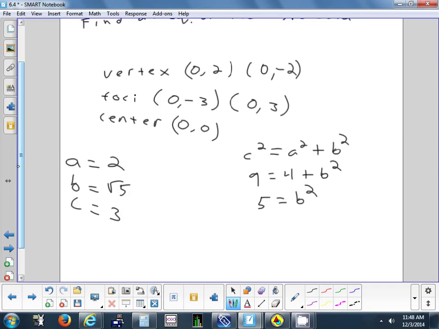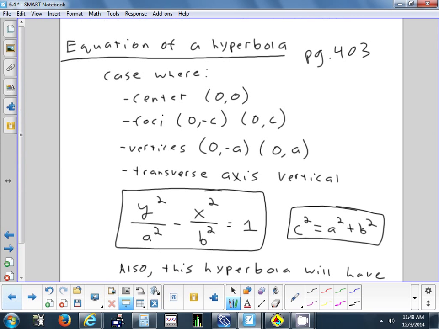Is the transverse axis vertical or horizontal? Think about how those foci are going to line up. If they line up vertical, transverse axis is vertical. The foci are down 3 and up 3. Down 3, up 3. They're vertical. Okay, so let's go back and look up our formula where it's vertical. This one. Transverse axis vertical.